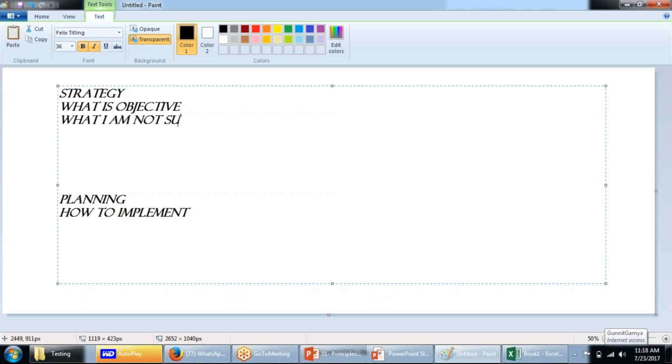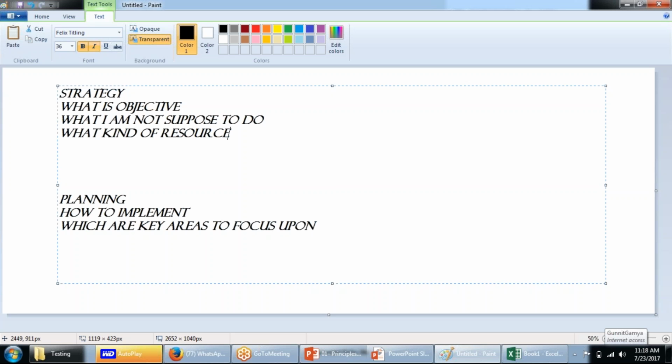What I am not supposed to do to achieve my strategy, which are the key areas to focus upon, what kind of resources I need, and which kind of training is required for the resources. So this is the difference between strategy and planning.